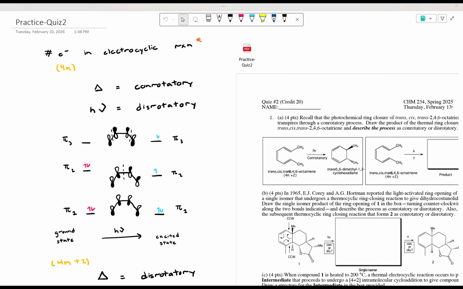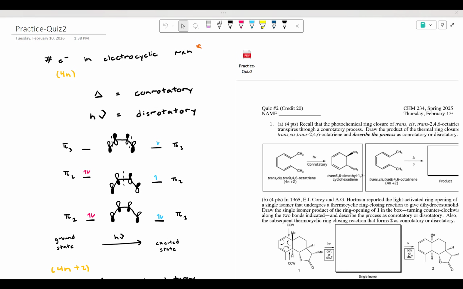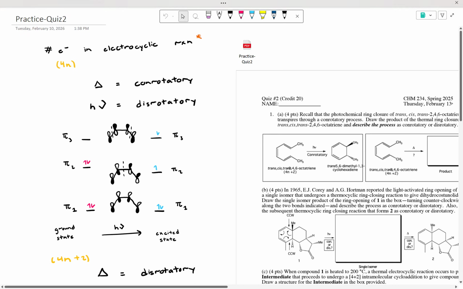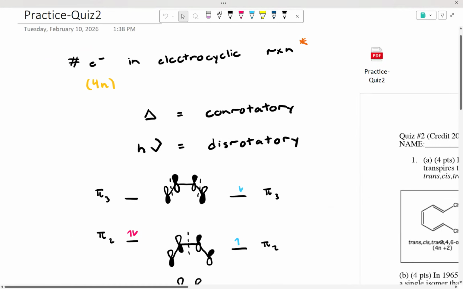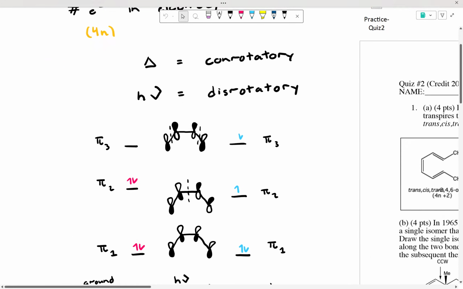Okay, hello everyone. Today we're gonna go over practice quiz 2 for Dr. Wagner's OChem 2 class. Before we do the worksheet, I think it's helpful to look at how heat or light will affect an electrocyclic reaction. So on the left side here, I drew this sort of image.